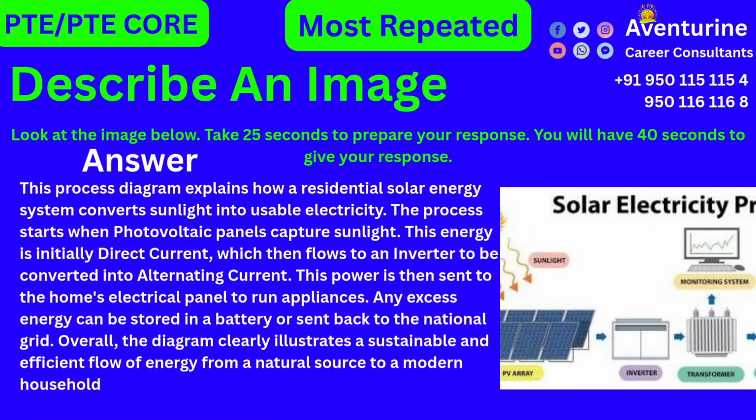This process diagram explains how a residential solar energy system converts sunlight into usable electricity. The process starts when photovoltaic panels capture sunlight. This energy is initially direct current, which then flows to an inverter to be converted into alternating current. This power is then sent to the home's electrical panel to run appliances.